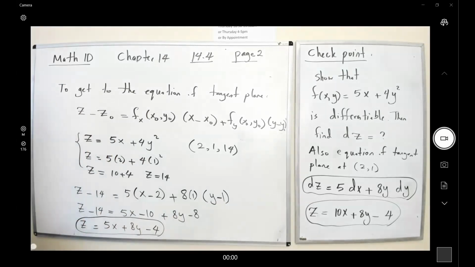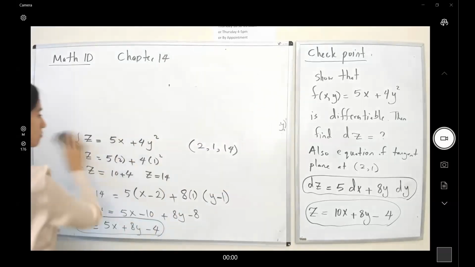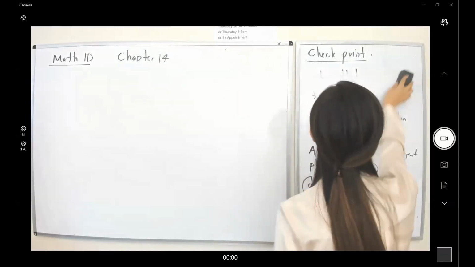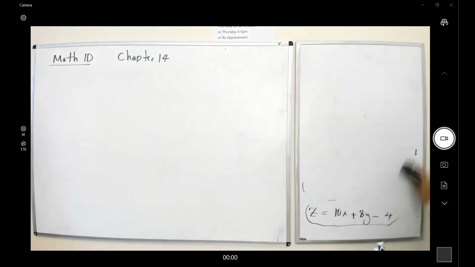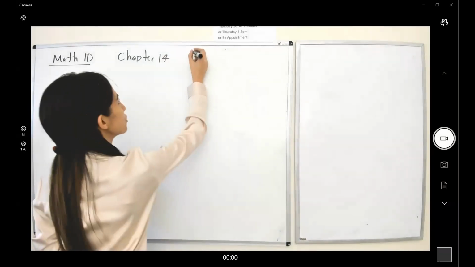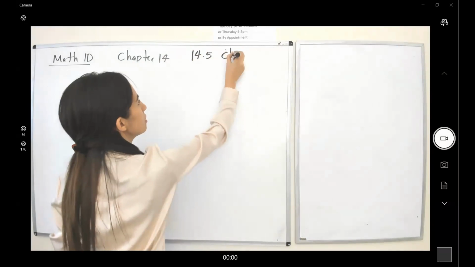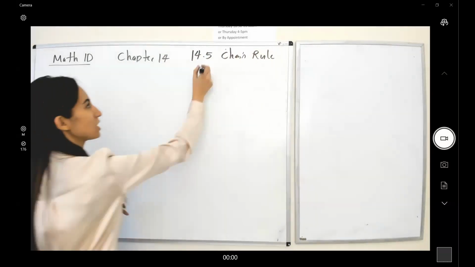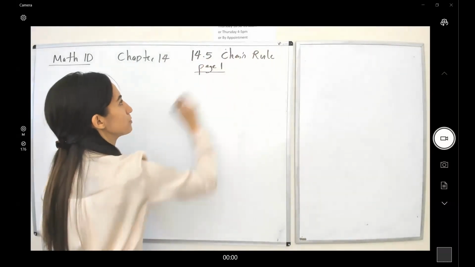Equation of tangent. Let us start 14.5. So let us write down the formulas first. 14.5 chain rule, and then we're going to talk about implicit differentiation. So we are on page 1.